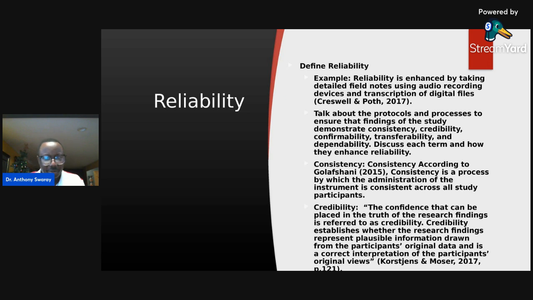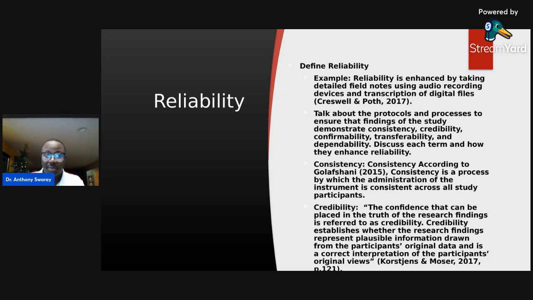Now, you define credibility. The confidence that can be placed in the truth of the research findings is referred to as credibility. Credibility establishes whether the research findings represent plausible information drawn from the participants' original data and is a correct interpretation of the participants' original view.